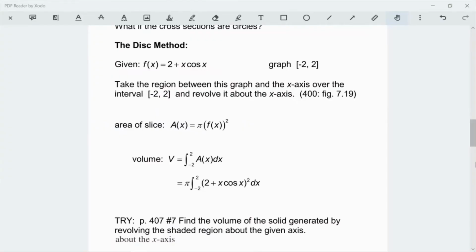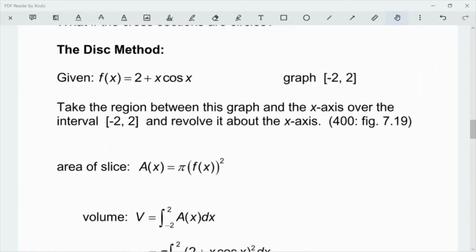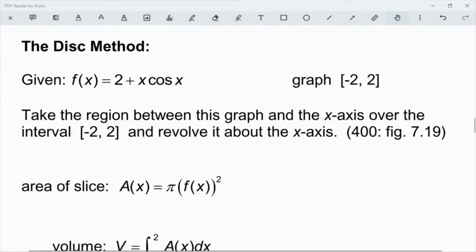All right, so let's take a look at this example that we have here. It says the disk method. And I don't really like to switch between a volume by revolution and a volume by base because to me, they're all going to be volume by cross section. But what I'm going to do here is call this the disk method temporarily so that you can see that, yes, the creation of the disk is slightly different, but in the end, it's still a volume by cross section.